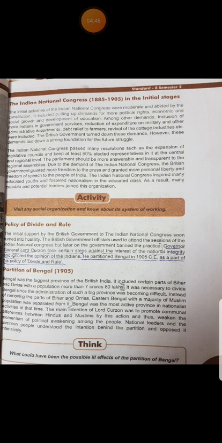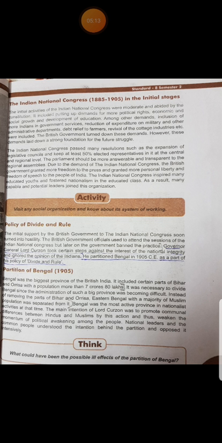So the result was that more pressure was put on the Britishers, and now they realized that Indians would not allow them to rule, and so they introduced a policy, and that policy was the policy of divide and rule. Policy of divide and rule means ભાગલા પાડો અને રાજ કરો.